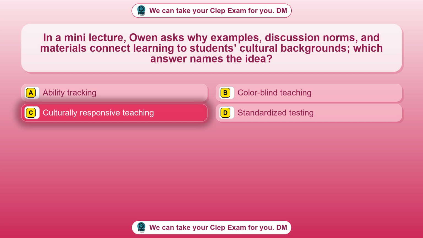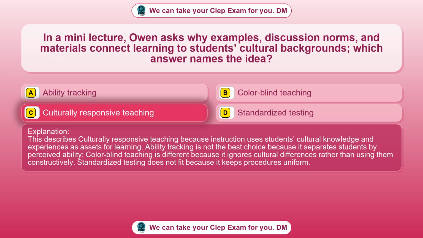Culturally responsive teaching. This describes culturally responsive teaching because instruction uses students' cultural knowledge and experiences as assets for learning. Ability tracking is not the best choice because it separates students by perceived ability. Colorblind teaching is different because it ignores cultural differences rather than using them constructively. Standardized testing does not fit because it keeps procedures uniform.